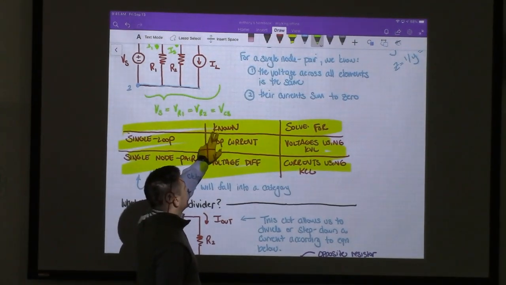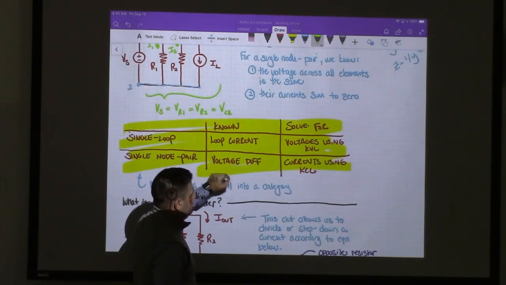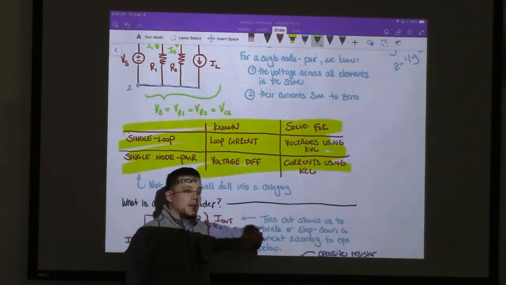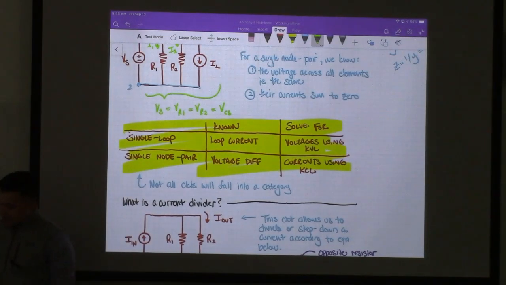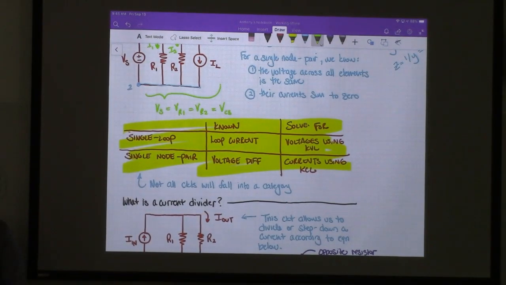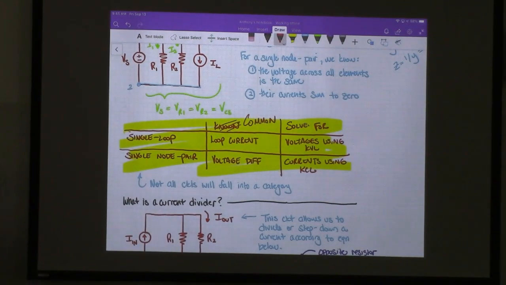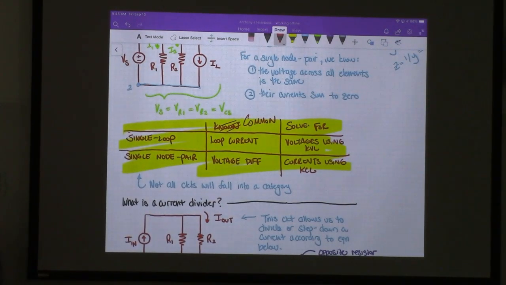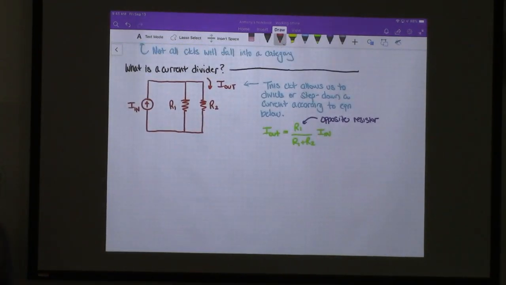I should say there's only one value. There's only one voltage differential across the entire circuit, and so the real problem is going to be parsing out the individual currents. So maybe the right word here is not known, maybe common. There's a common loop current for all the elements and a common voltage differential for all the elements for the single node pair. Current divider we discussed briefly.